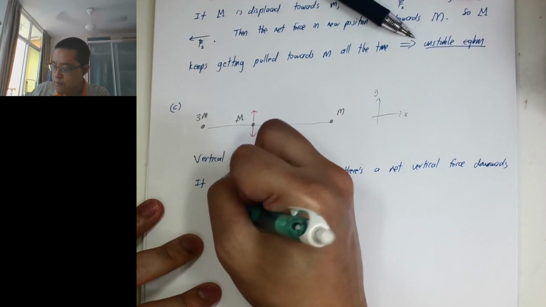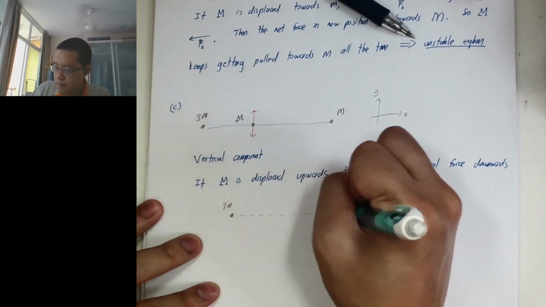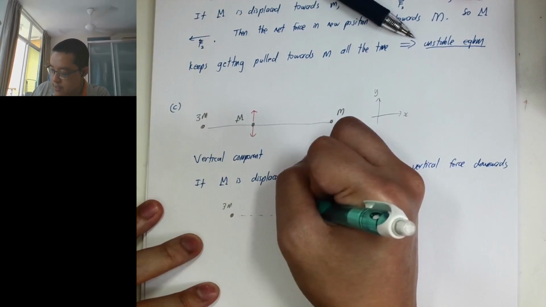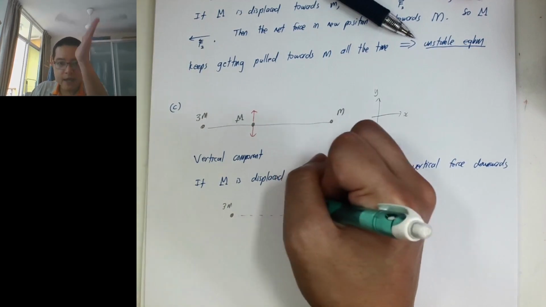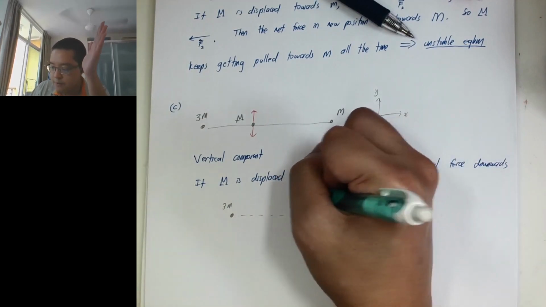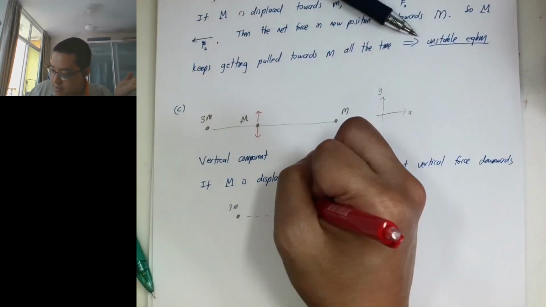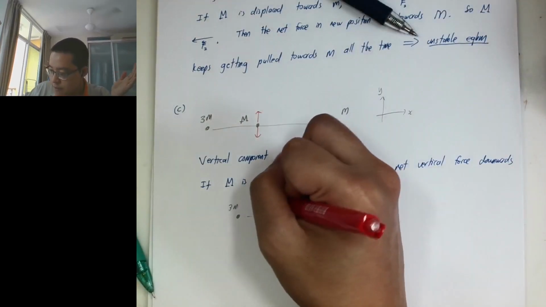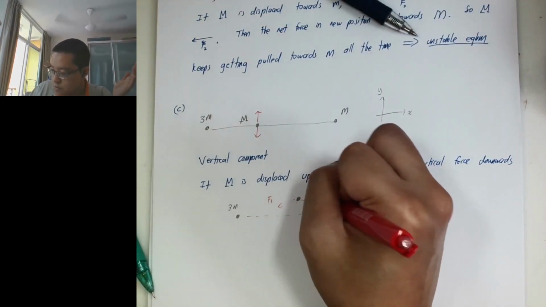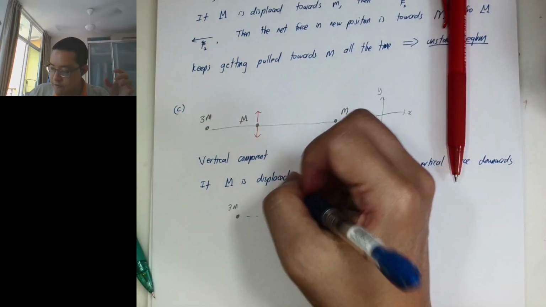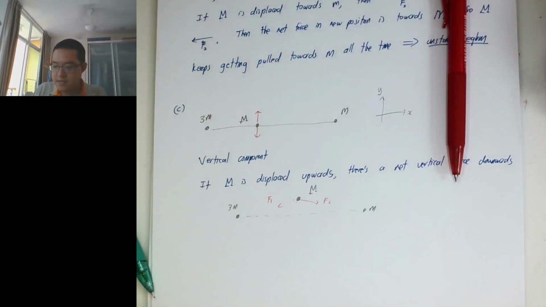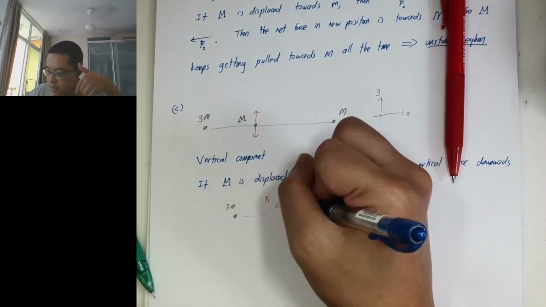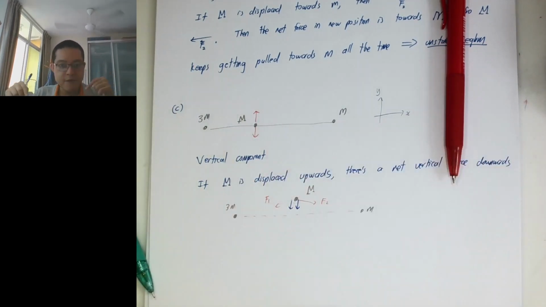So I've got 3m and then m over here, and then I displace m. If I move it up over here, then what are my forces? My forces now are F1 to here and F2 to here. If I resolve them, the horizontal forces, the x, are still the same, so they cancel each other. But then I can resolve this force. There's a net force pointing down. So it will pull it back down.